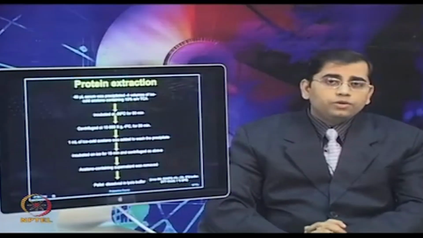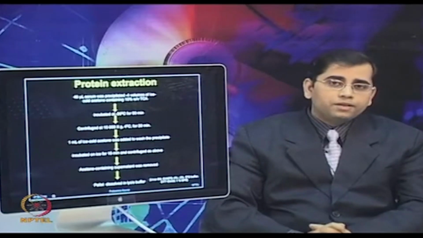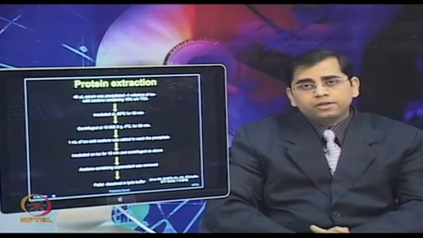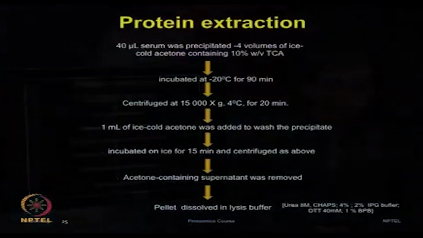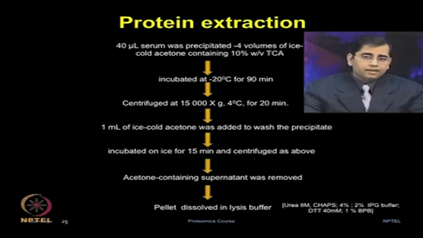So, in general we took 40 microliter of the serum, which was precipitated with 4 volumes of ice cold acetone containing 10% TCA, incubated at minus 20 degrees, centrifuged, followed by adding 1 ml of ice cold acetone to wash the precipitate.